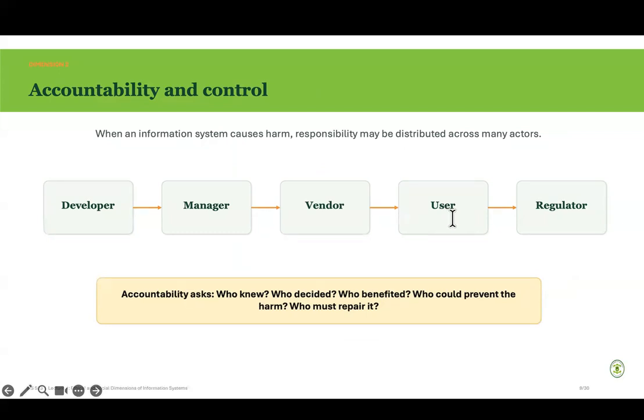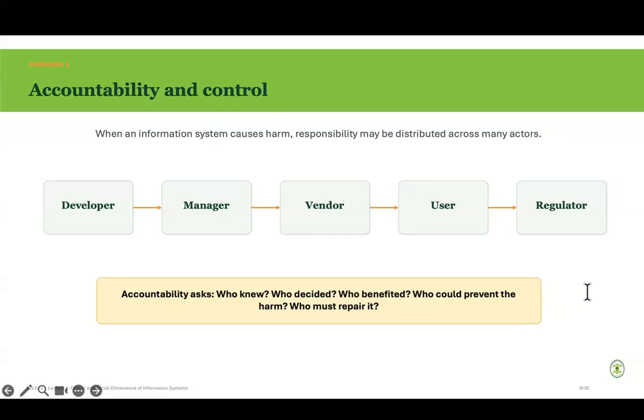A typical example: suppose a university system wrongly blocks a student from registering because payment was recorded incorrectly. What happens? The finance office will say the system made the decision. That's what they will say. The vendor may also say that the data was wrong. The student is the one who will lose a lot of time and perhaps miss the deadline and other things. In this case, the question we should be asking about accountability and control is who is responsible?